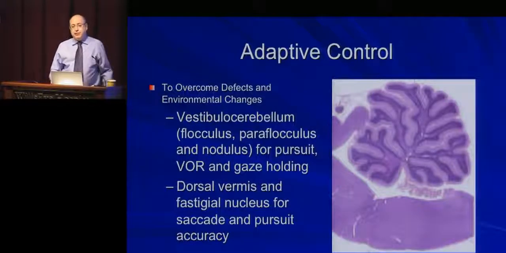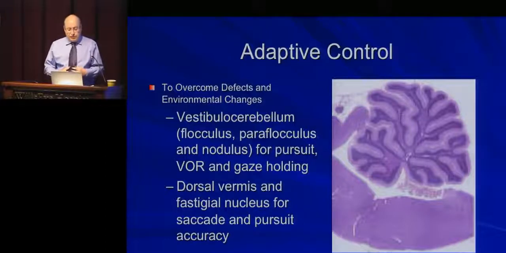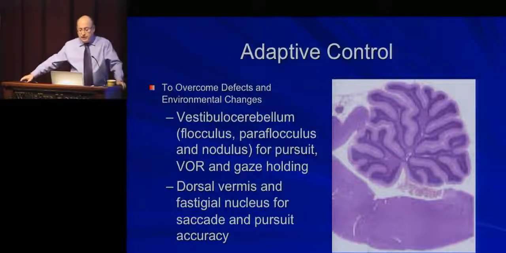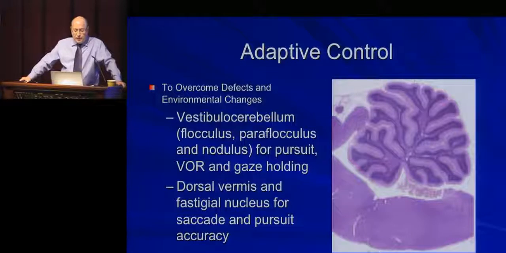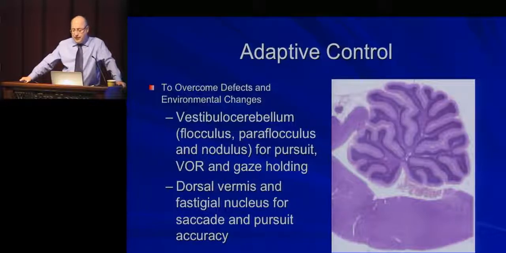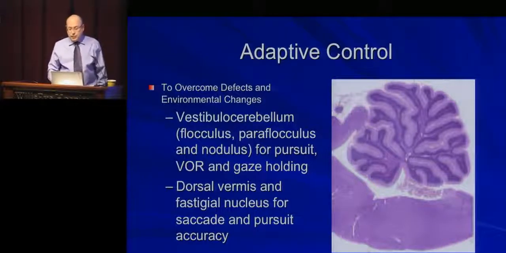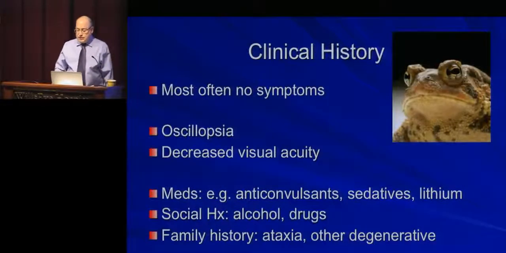How about adaptive control? Let's say there's environmental change. Let's say someone has a stroke. Let's say someone has a vestibular neuritis. They've got to recover from it. How do they adapt? Well, the vestibular cerebellum, particularly for pursuit, VOR, and gaze holding, and the dorsal vermis and fastigial nucleus of the cerebellum for saccade and pursuit accuracy. So we have these parts of the brain that are able to overcome defects. So much for the basic pathways, and we'll now go on to some clinical stuff.